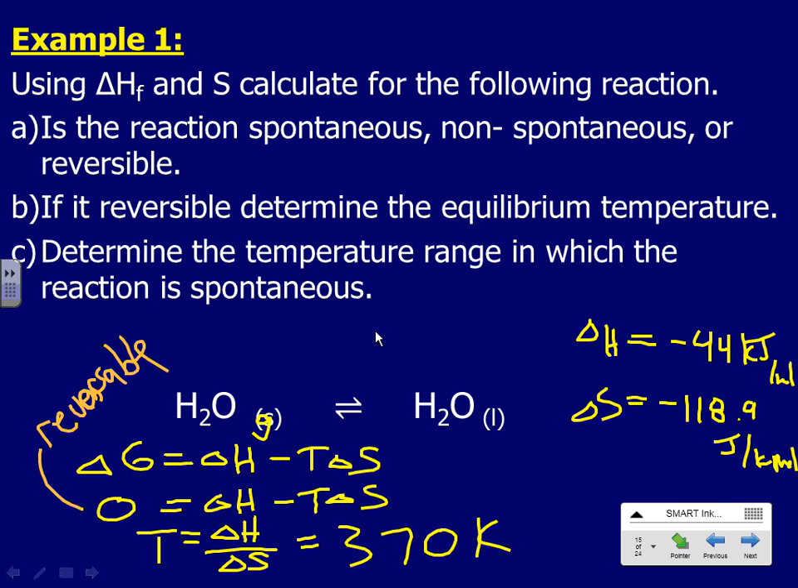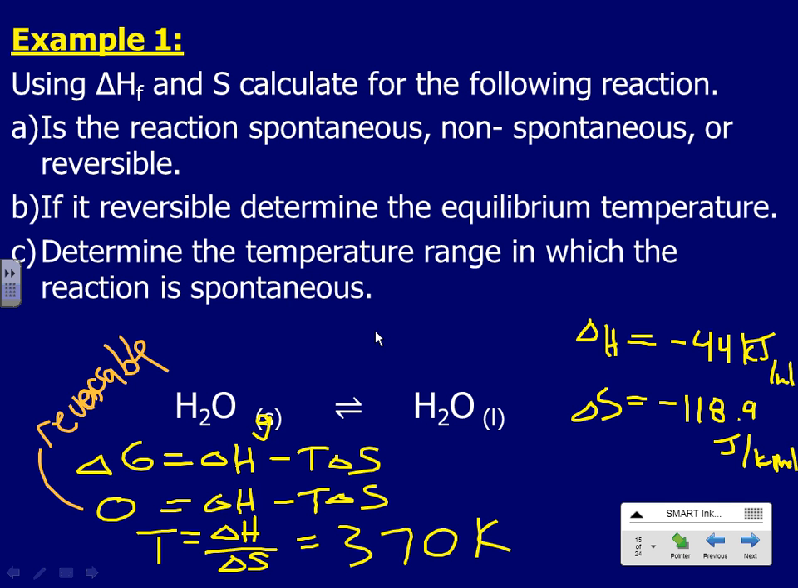So by flipping it on its head, you're going to say to yourself, all right, I want to know the temperature range in which it's going to be spontaneous. The delta H is spontaneous. In order for this to dominate, the temperature's got to go down. So we would say then that from 370 degrees and down, this is a spontaneous reaction. Right? And that's flipping it on its head.